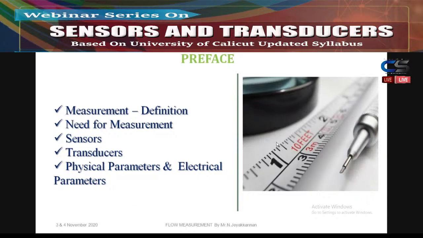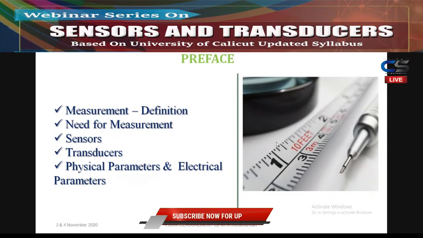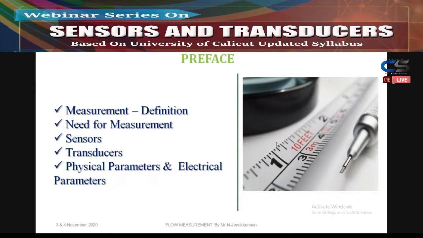And next comes the part transducers. Even a basic thermometer is a transducer, because it converts the physical quantity, that is heat, into readings. That's why we have digital thermometers also nowadays. Whenever we insert the thermometer, after 20 or 30 seconds you get the output. It is like the digital thermometer which we are using in hospitals nowadays.